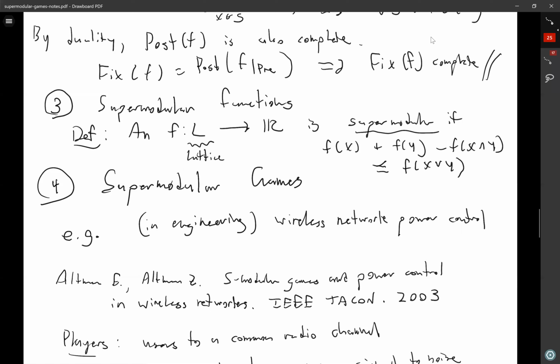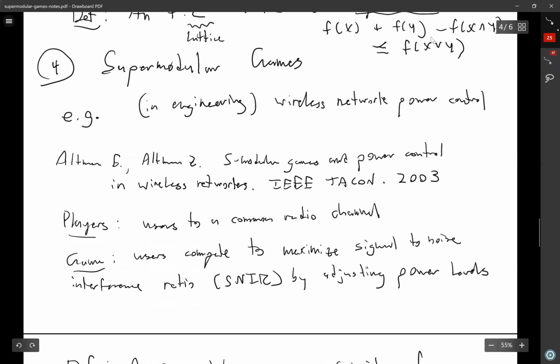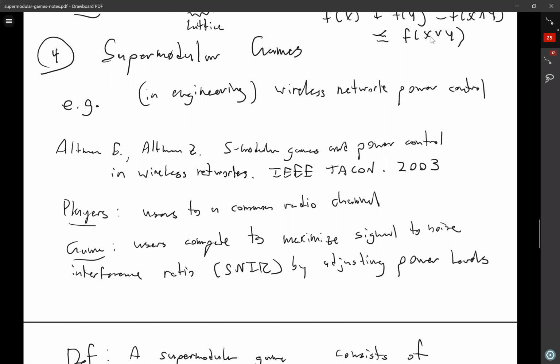So here's what a supermodular function is. Okay, now to jump to really the point of this talk, I want to define supermodular games. And even though they seem quite abstract, there are several applications in engineering and many in economics, but some in engineering. And one example I liked is for wireless network power control.